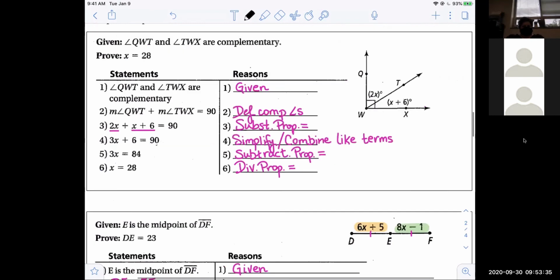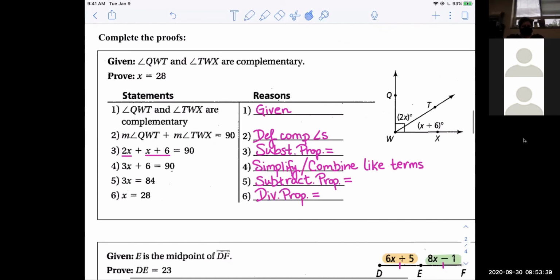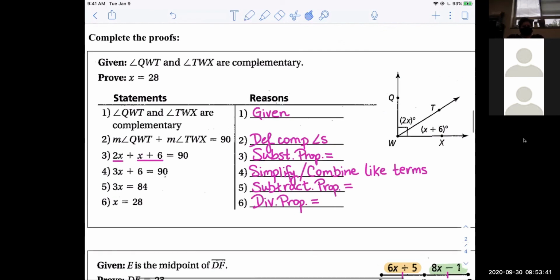How about this proof? You could say definition of complementary or complementary angles. Either of those would be okay. All right, so how about this one? Could number 3 be transitive? No. You're just simply replacing the angles with what their measures are. You are substituting. That is not transitive.